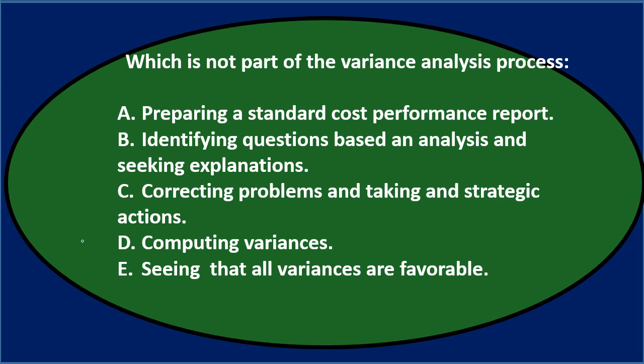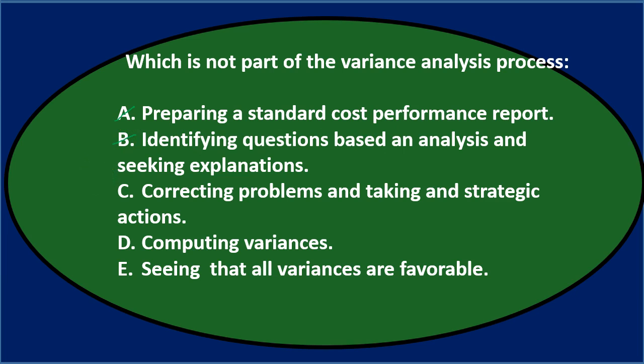A, preparing a standard cost performance report. That sounds like it would be part of the process. We need a cost performance report. B says identifying questions based on analysis and seeking explanations. Now, if we're talking about this whole process of a variance analysis, you would think part of that process would be some kind of analysis and seeking explanation, right? The whole system, the whole process. So I'm going to say that sounds like it's got to be part of the process.